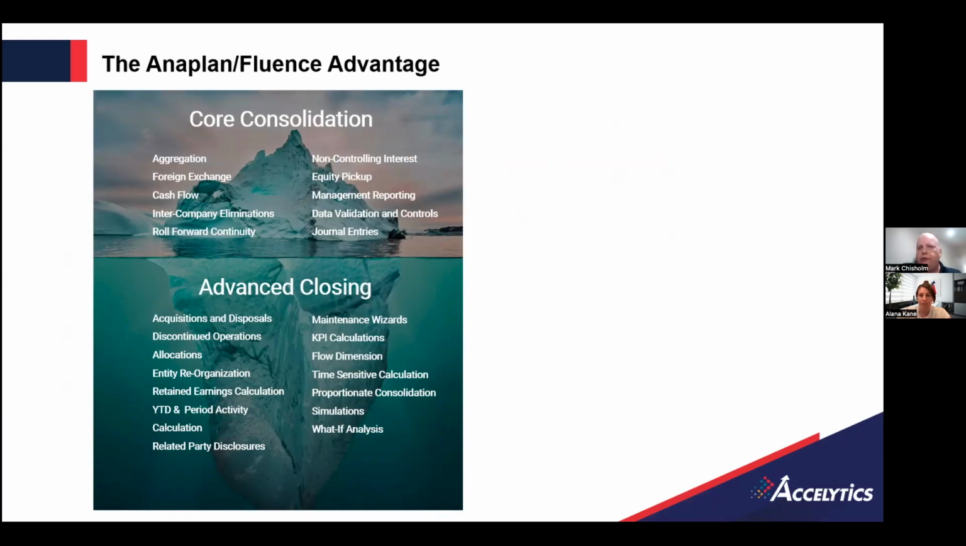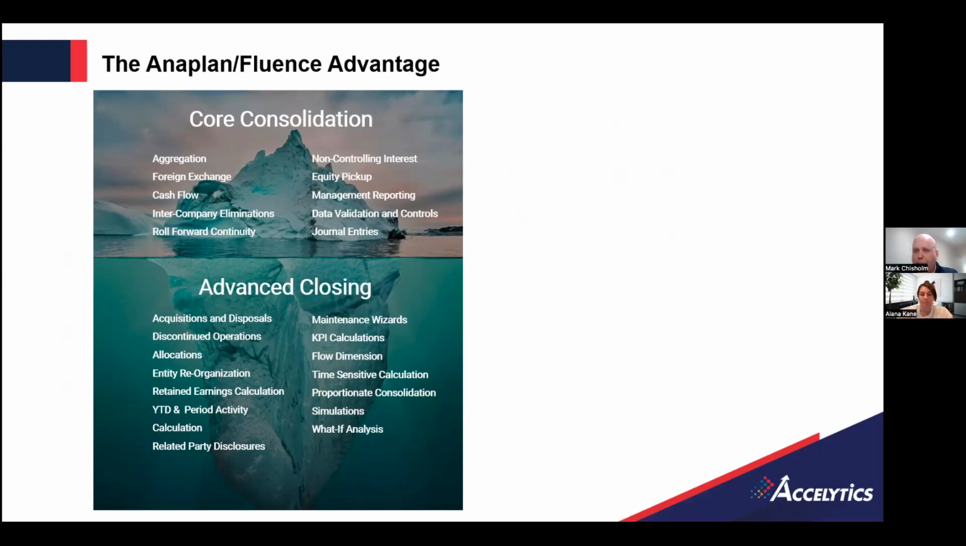But I would encourage you to look below the surface, because that's where the real differentiation is, which is the ability to do things like acquisitions and disposals, discontinued operations, entity reorgs, right? Entity reorgs is one of the key challenges that leads to volatility, and how does the solution address those, as well as calculating retained earnings, right? Getting retained earnings to balance can be a huge challenge, right? But the Anaplan-Fluence platform has that capability.